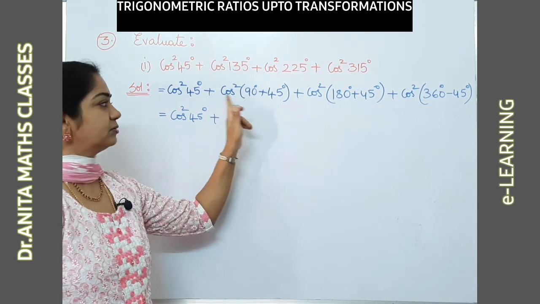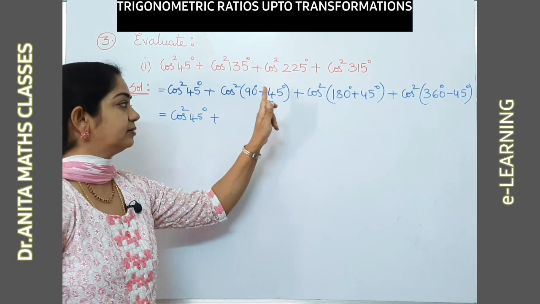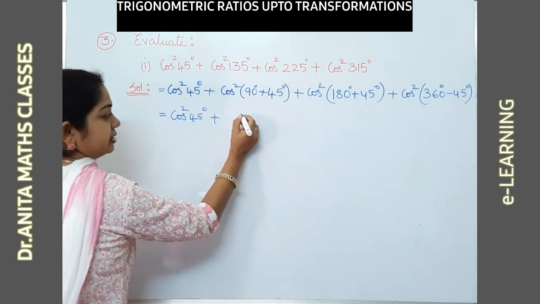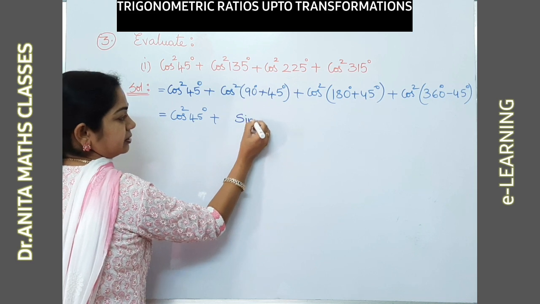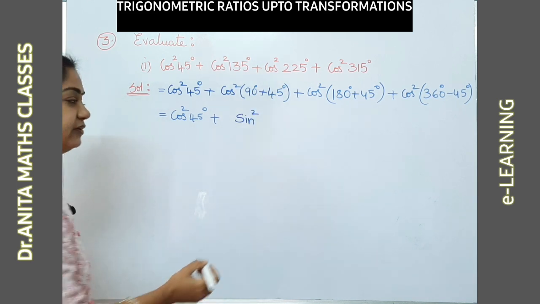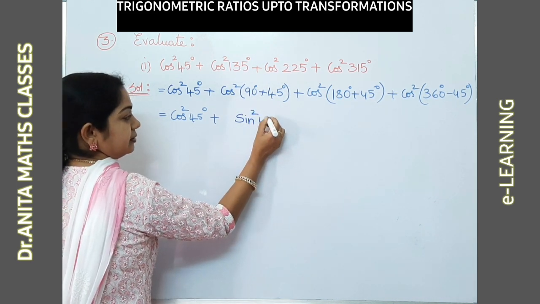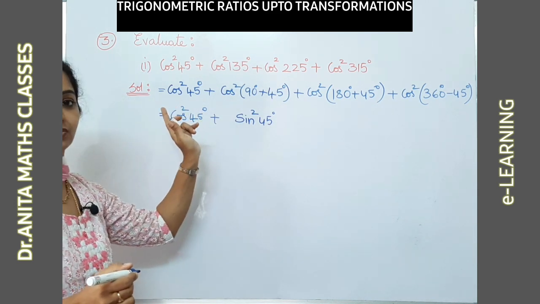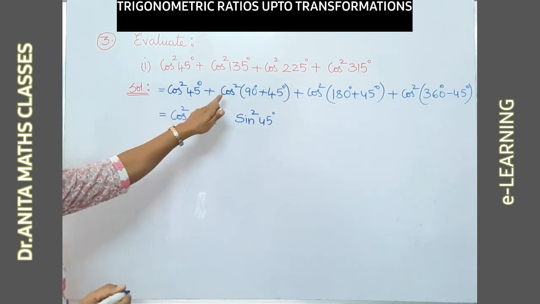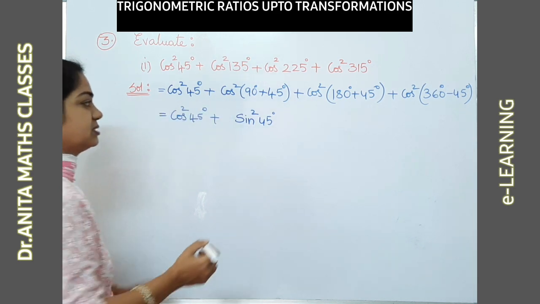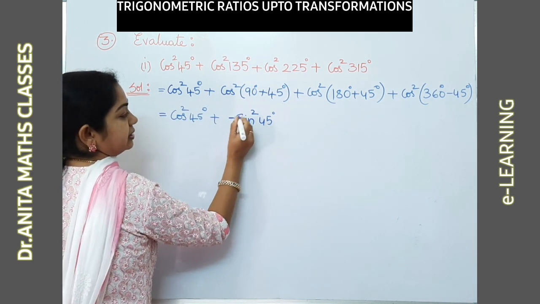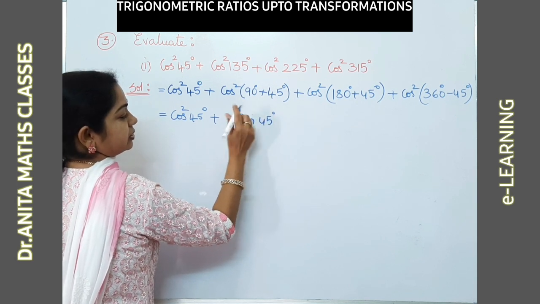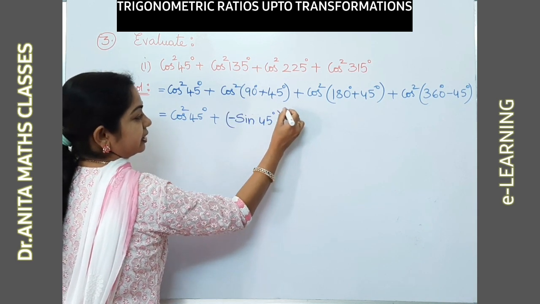Now cos of 90 plus 45, cos 90 means it comes to the sine function here. Sine function, here the square is there, sine 45 degrees, and the sign we have to keep for 90 plus. So in the second quadrant sine is positive, so cos is negative, so this comes to minus. Here we get the whole square, so the minus will vanish.